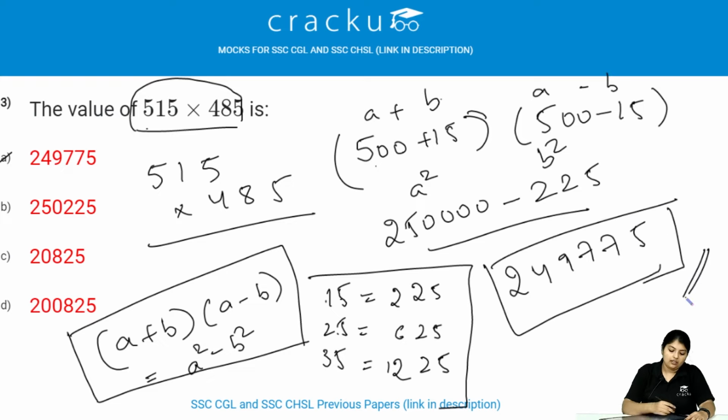This is the answer. Answer is option A. So please don't go with the traditional methods. The examiner also gives you this question keeping in mind that you have to find a small thing, that is 500 plus 15 and 500 minus 15 to solve the question. Let's see the next one now.